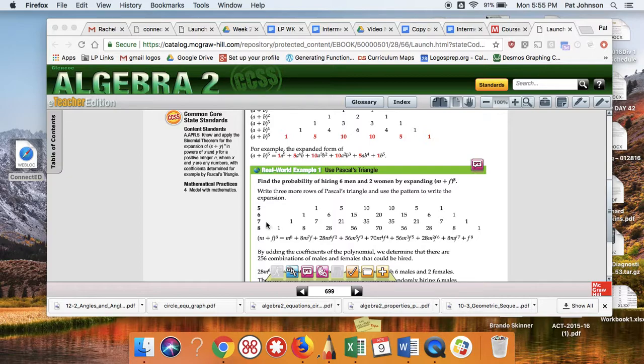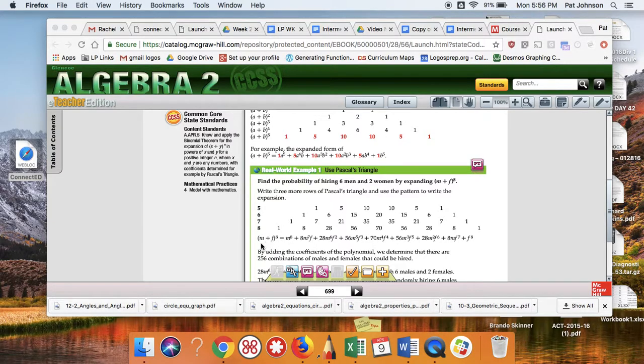Go down to the next row, which would be to the 7th power, and you're going to go 1 plus 6 is 7, 6 plus 15 is 21, 15 plus 20 is 35. 20 plus 15 is 35. 15 plus 6 is 21, and so on, and you add the ones, then you get to the final one, you do the same thing, you end it with these coefficients. So then we go back and we put them into the coefficients. So I'm going to give you the pattern for the a plus b. So this would represent a and b, or m plus f.